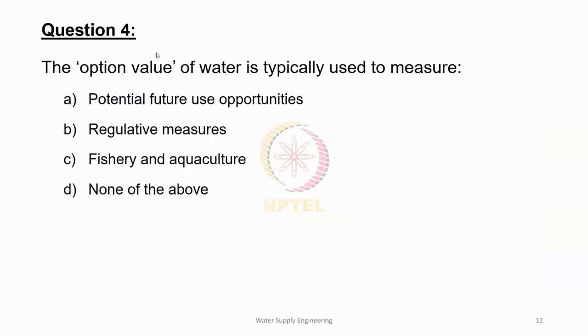Okay. Question number 4. Option value of water is typically used to measure: option A, potential future use opportunities. Option B, regulative measures. Option C, fishery and aquaculture. Option D, none of the above. So, just in the previous question, we had explained what is option value, non use value, and use value of water. So, according to that, option value measures which among these?